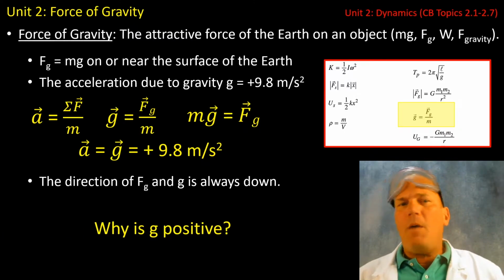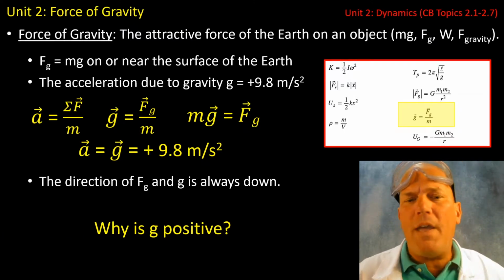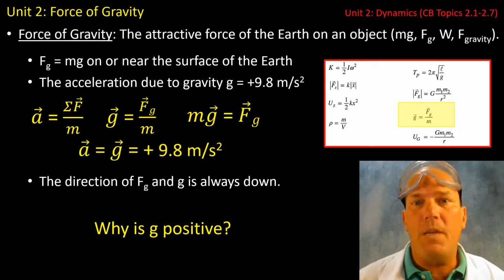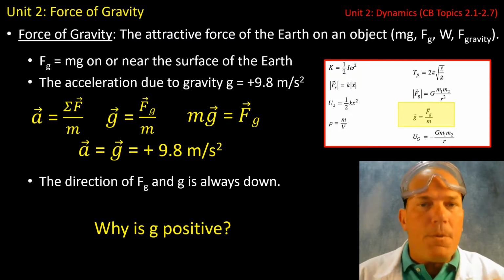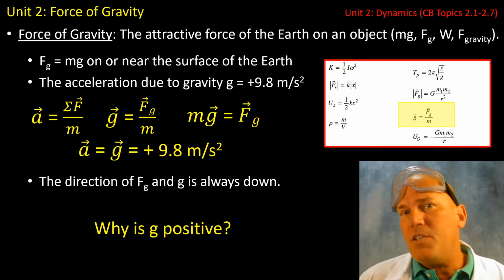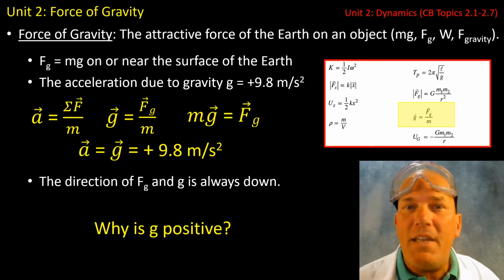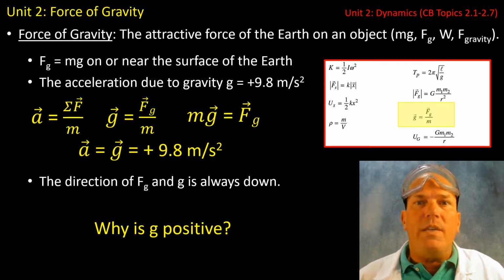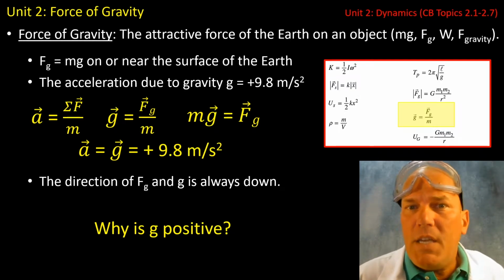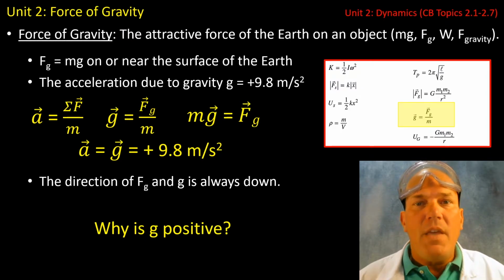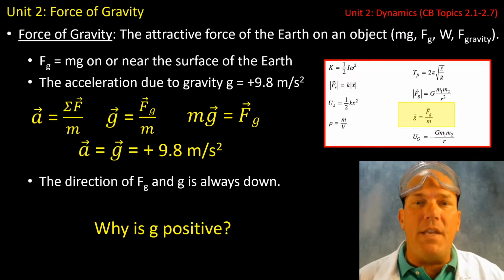So you're probably wondering at this point, why are we calling little g positive 9.8 meters per second squared? You're probably saying, well, in the previous unit, when we were using UAM in our studies of kinematics, it seemed like we were always calling little g negative 10 meters per second squared. And you're correct, we did.